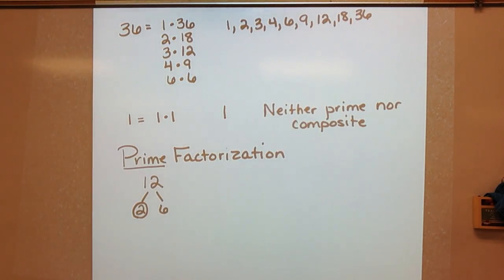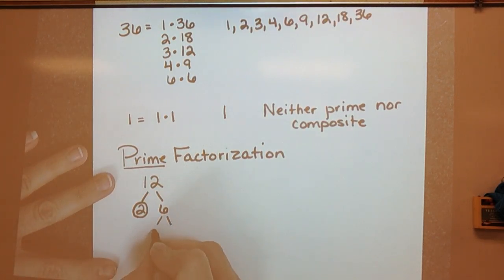Looking at 6. 6 is not prime because 1 times 6, 2 times 3. So there are 4 factors of 6. So I've got to break that down even further. Once again, I don't want to break it into 1 and 6. That gets me nowhere. So I'm going to figure out what else goes into 6. 2 times 3.